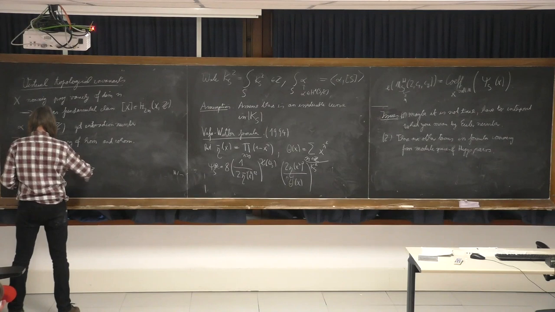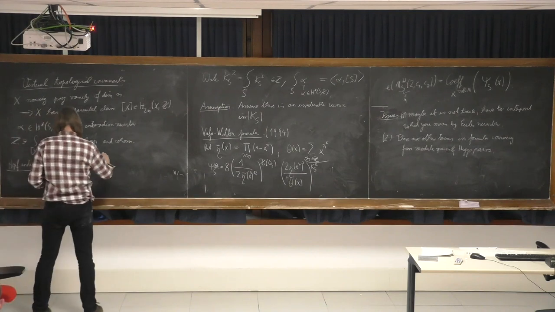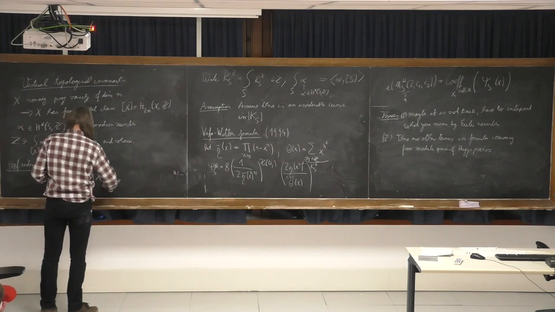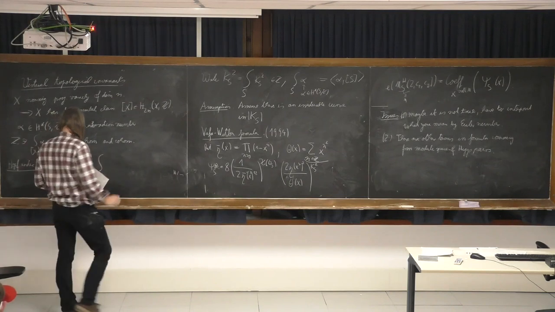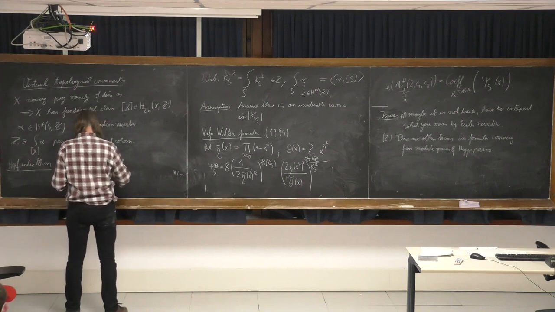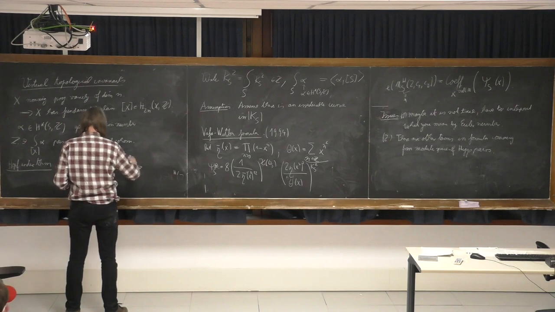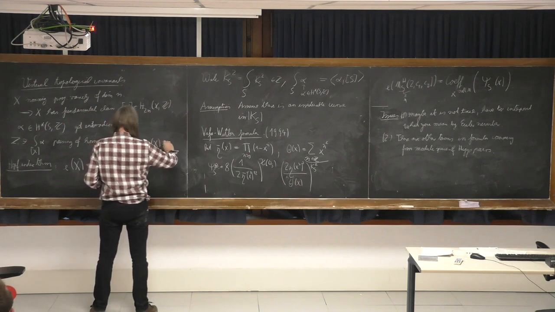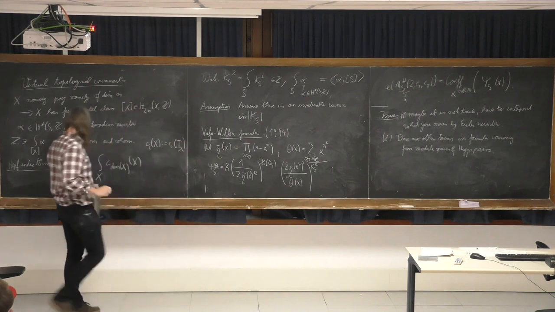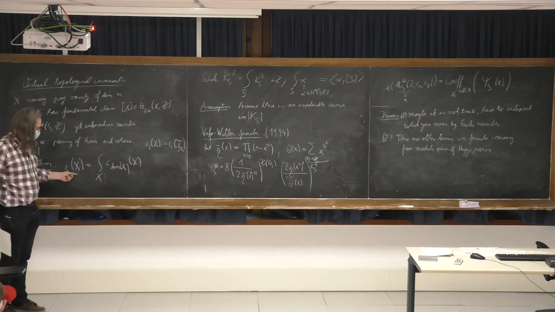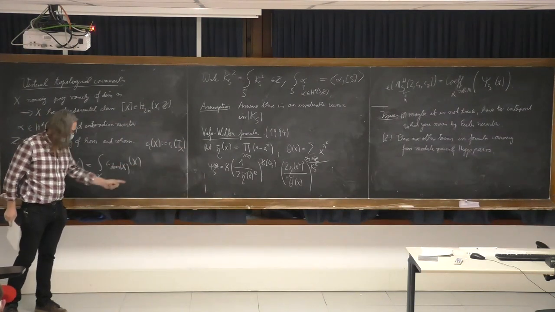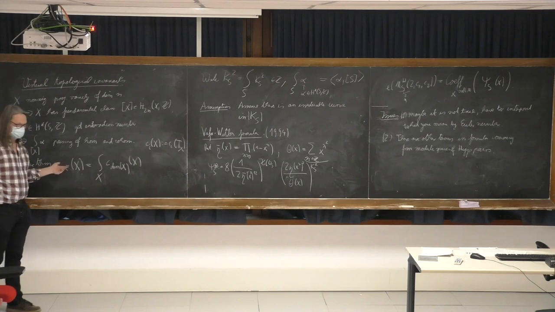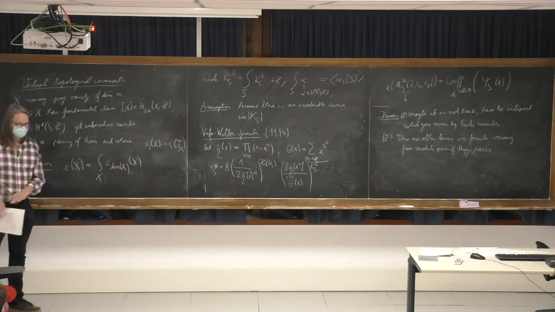Namely, the Euler number of X can be obtained as integration on the fundamental class of X of the top Chern class, the Chern class of dimension of X, where the Chern class of X is supposed to mean the Chern class of the tangent bundle. The Euler number of X is the evaluation of the top Chern class of the tangent bundle on X. This can be shown by seeing that the Euler number can be computed as the number of singularities of a generic vector field.